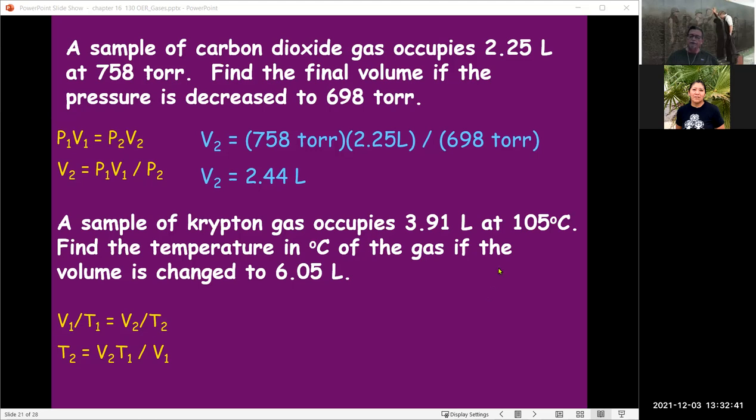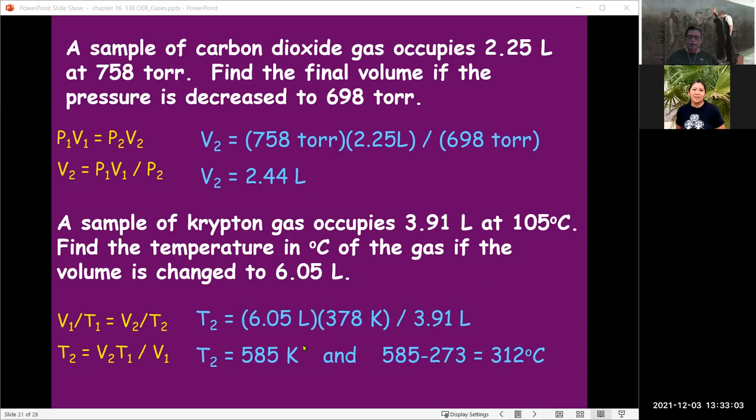Now remember, temperature must be in Kelvin in the calculations. The problem says to find the temperature in Celsius, so you do the calculations in Kelvin. Your answer will be in Kelvin, but then you subtract the 273 to put it back into Celsius. Remember that. So plug it into the equations, and you end up with 585 Kelvin, which is equivalent to 312 degrees Celsius.